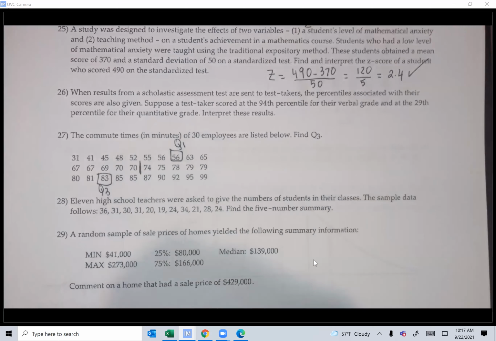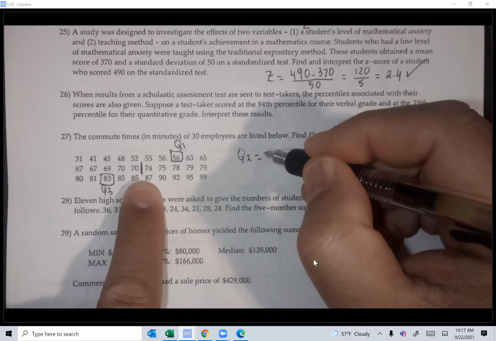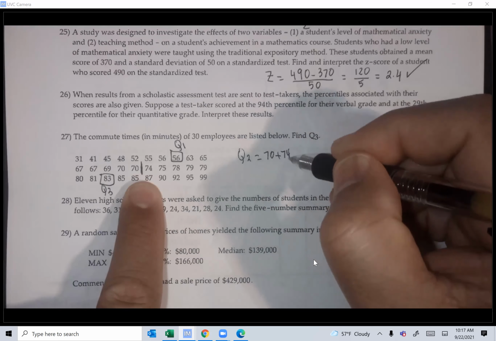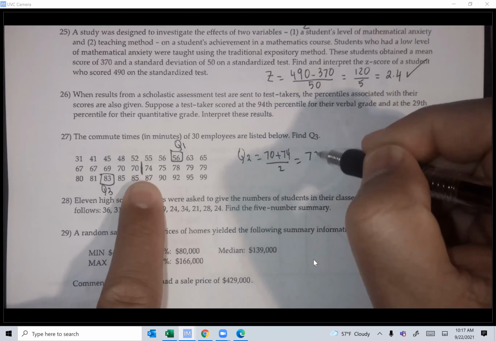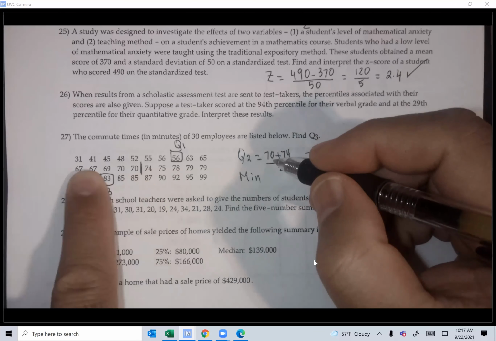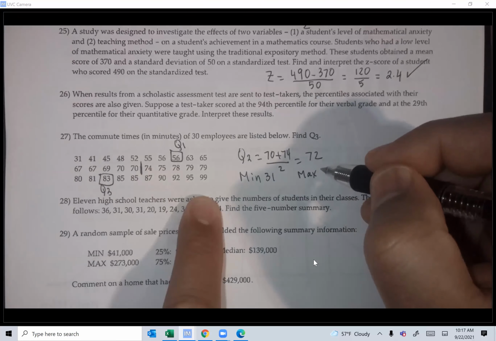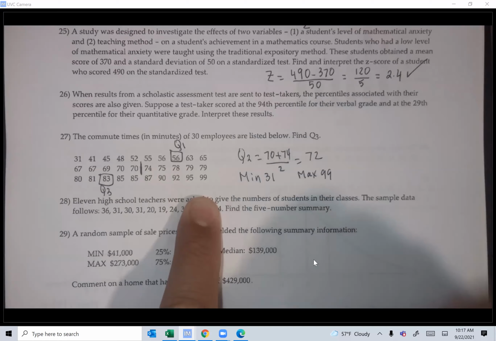And if you want to know what the median is, guys, Q2, it would be 70 plus 74 divided by 2. Minimum, that's the 5-number summary, that's 31. And maximum will be 99. Okay.